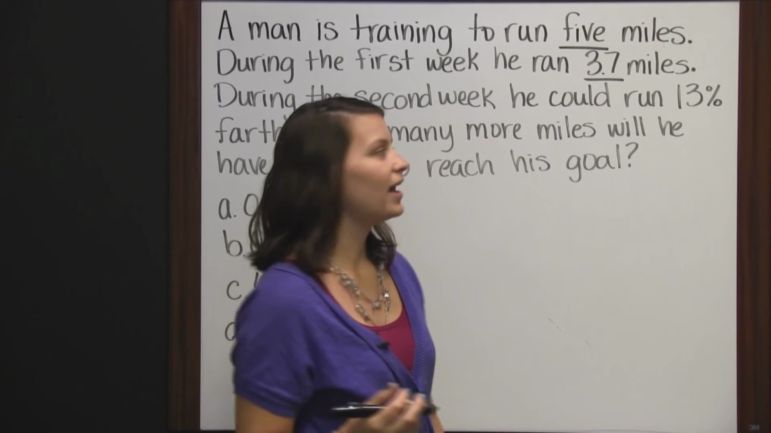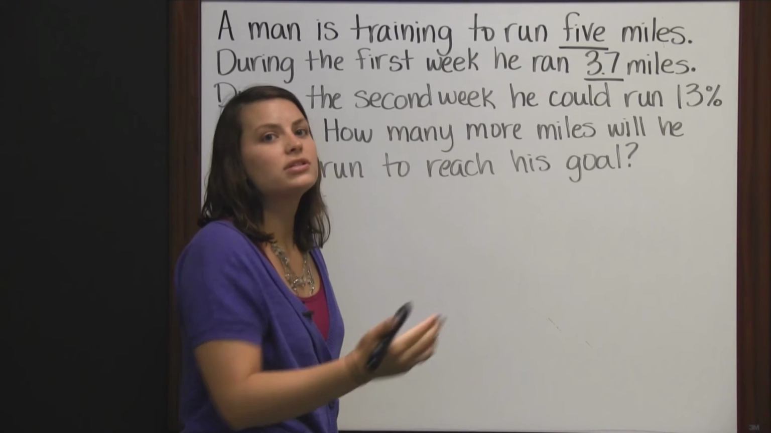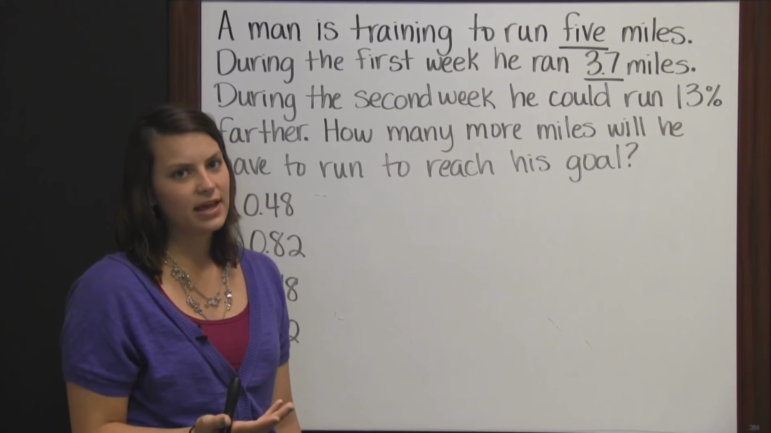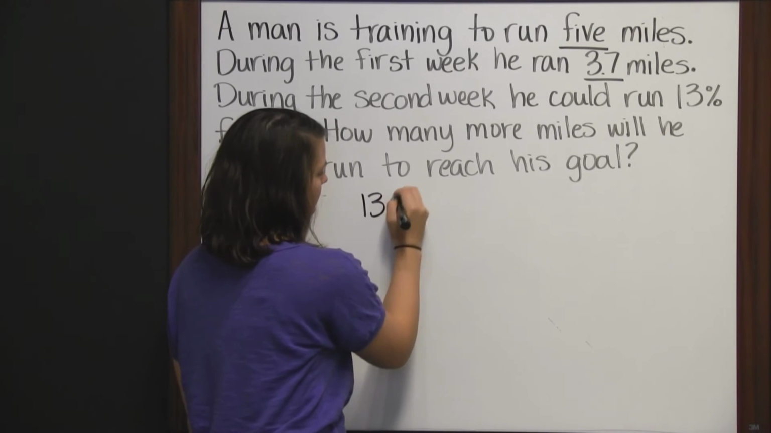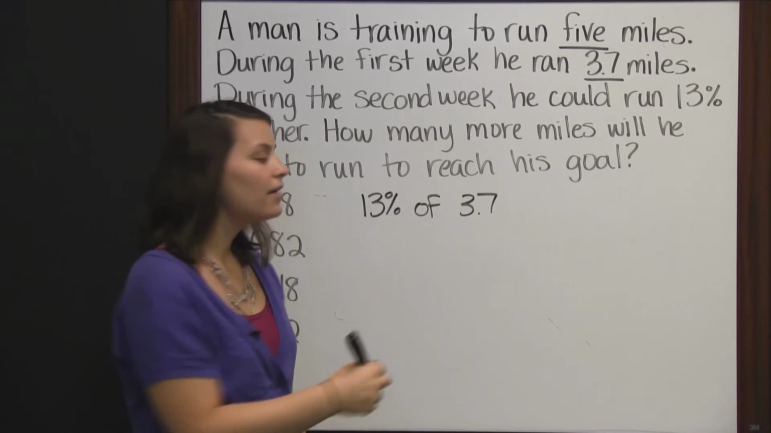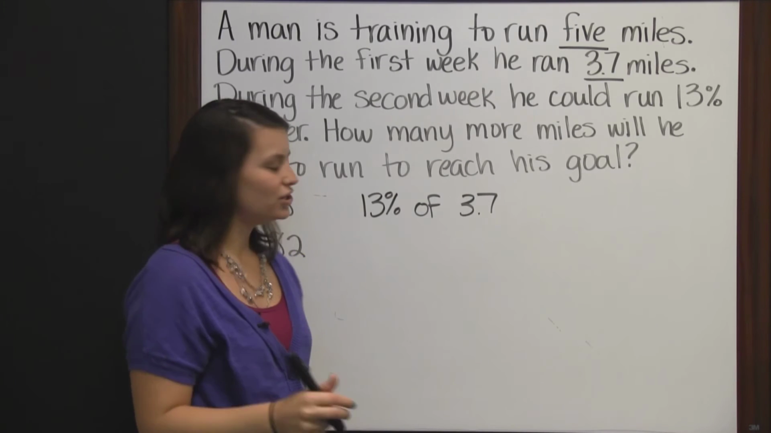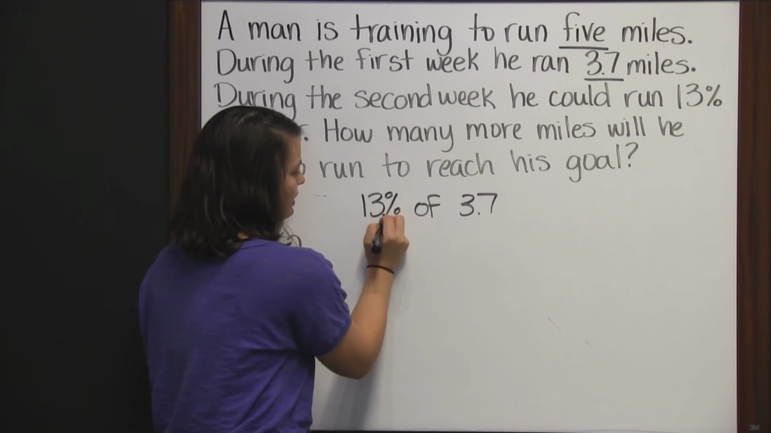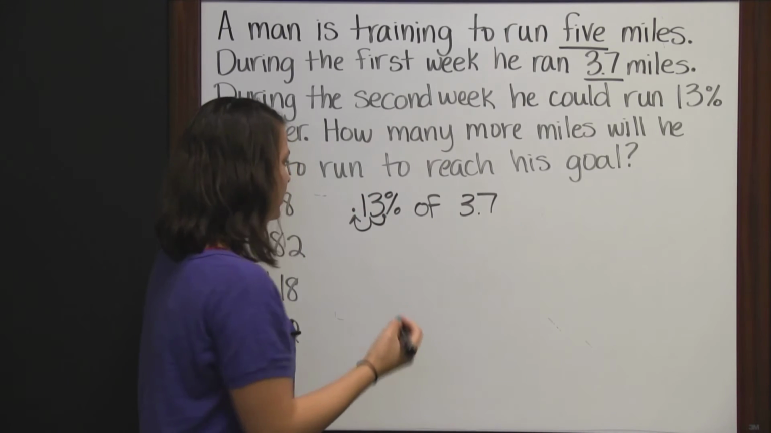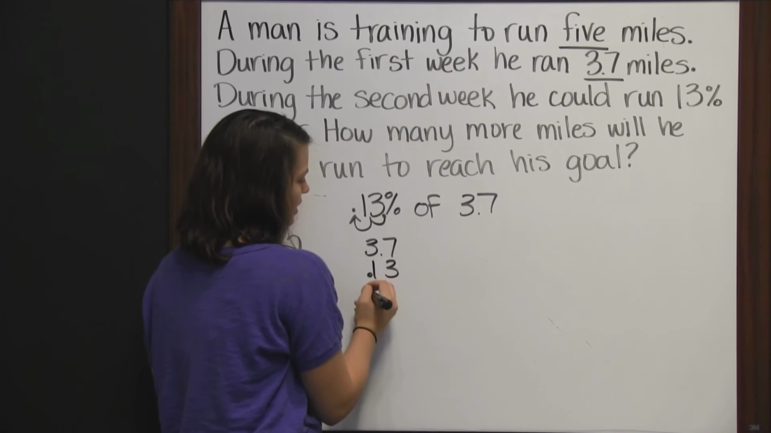So let's figure out what that is. He could run the 3 7/10 miles and then even 13% more than that. So first we have to figure out what 13% of 3 7/10 miles is. And of means to multiply. So we're going to take our percent and change it to a decimal. Move it 2 places to the left. And then we're going to multiply 3 7/10 times 13 hundredths.